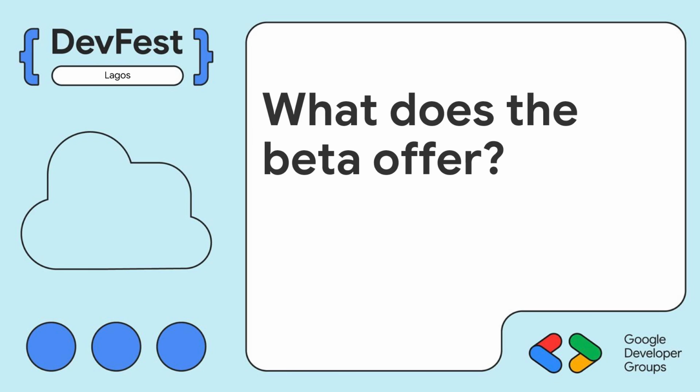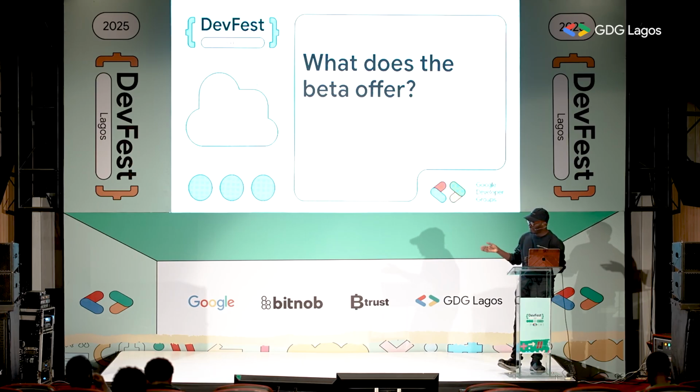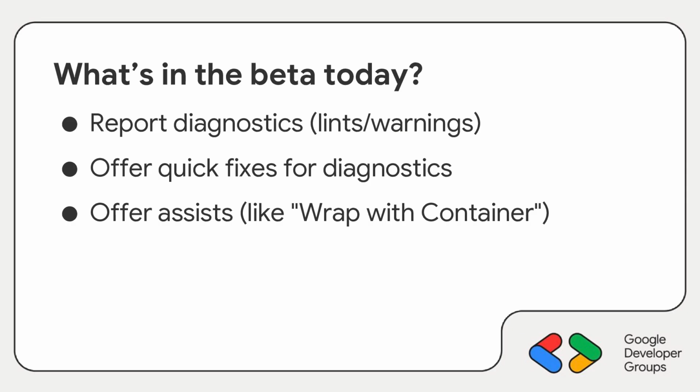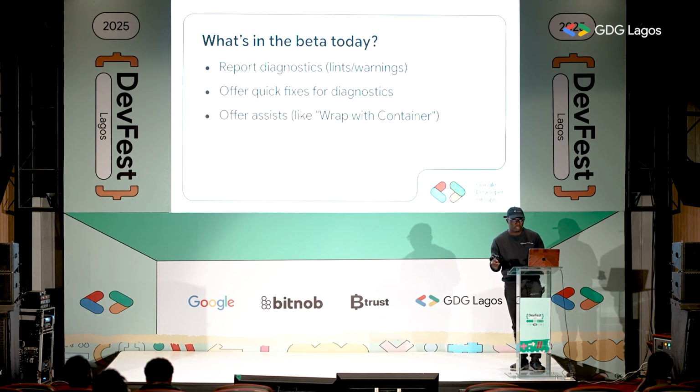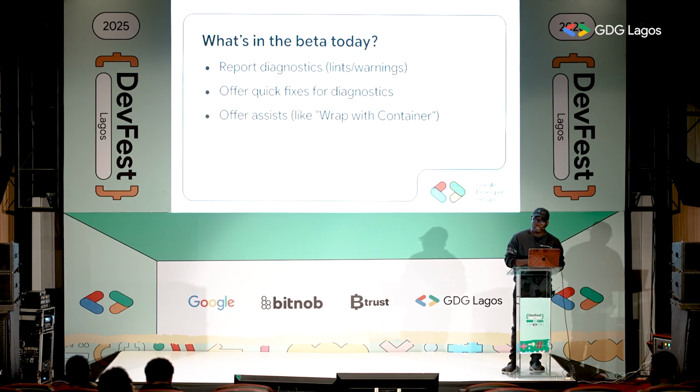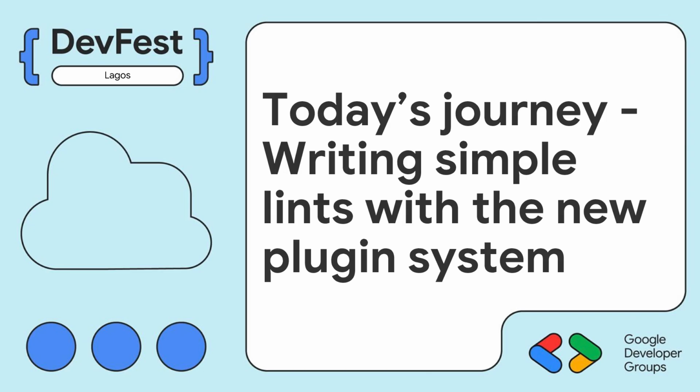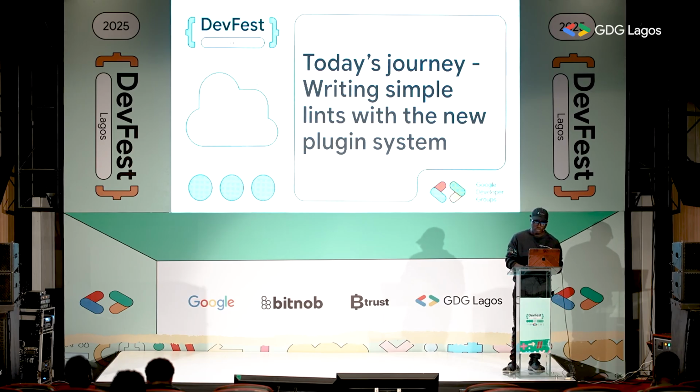So what does the beta offer? By beta, I mean the new Dart analyzer plugin system, which is in beta. It offers three things. It offers you a way to report diagnostics, basically warnings. It offers you quick fixes for these warnings. And it offers you assists. So on your editor, those small light bulbs that you can click on to do maybe wrap with container, extract widget, and whatnot. Those are assists. So the new plugin system gives you a way to write those also. So today's journey, let's look at how to write simple lints in the new plugin system.